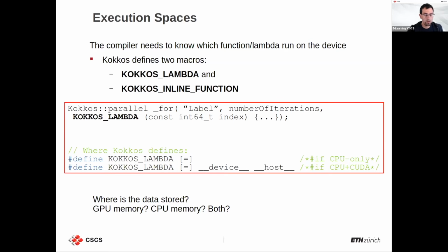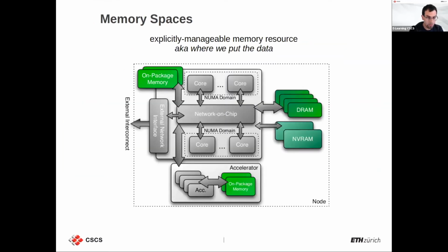So you can use GPU memory, CPU memory, both. How? For this, after execution spaces, we have memory spaces. So there are other concepts that I'm going to tell you. Memory spaces are explicitly manageable memory resources. In few words, where you put the data.